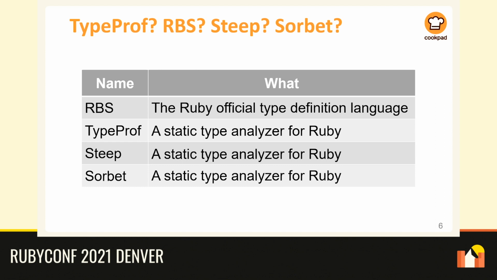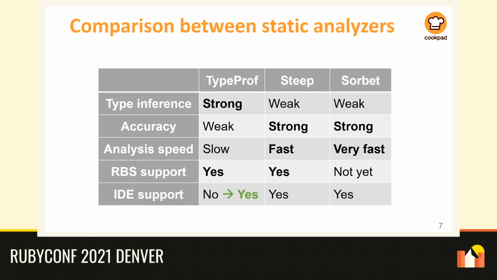Next, you may wonder why there are so many type analyzers for Ruby. This is because they have different philosophies. This is a comparison table between the three tools. The goal of TypeProf is to analyze Ruby code with no modification to the language. In other words, we don't want to require users to write so many type annotations in Ruby code. For the sake of that, we put a lot of effort into type inference.